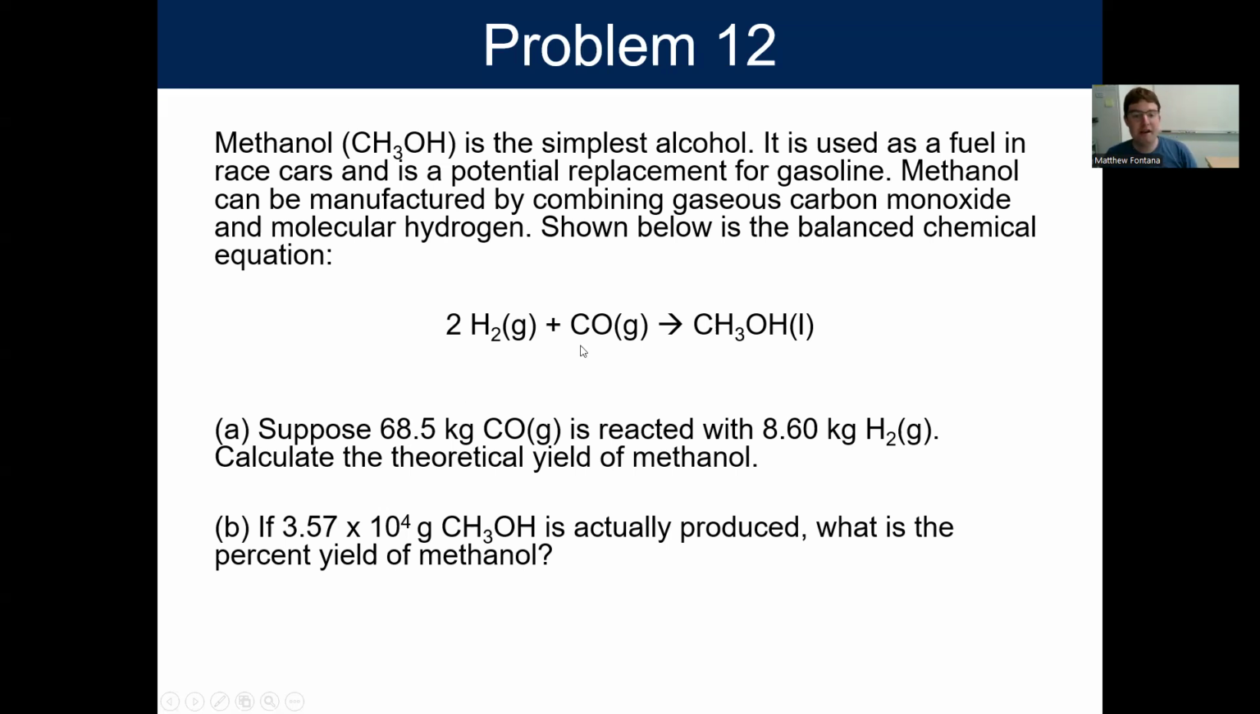Then we're going to say, okay, well, let's assume we have excess H2 and we have a limiting amount of carbon monoxide. How much methanol can I make from that calculation? Then you're going to compare the two numbers. Whichever number is smaller is the amount of grams of methanol that you produce. Whichever one is smaller is also going to tell you which of your reagents is the limiting reagent, and that's going to be how much methanol you are going to produce.